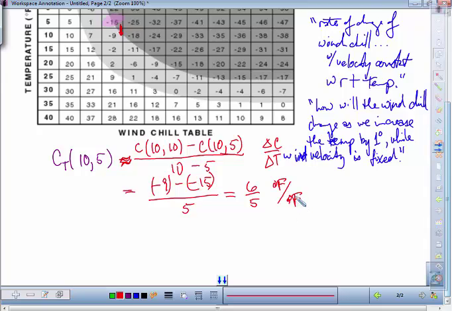So how's your wind chill temperature going to change with respect to the change in the actual temperature? So I guess it's kind of weird, this whole sub C and sub T. Yeah, technically they're different units of degrees of temperature.